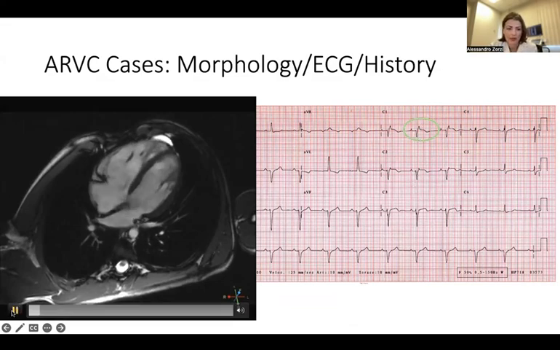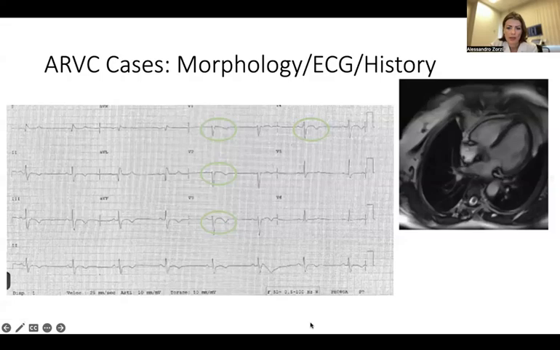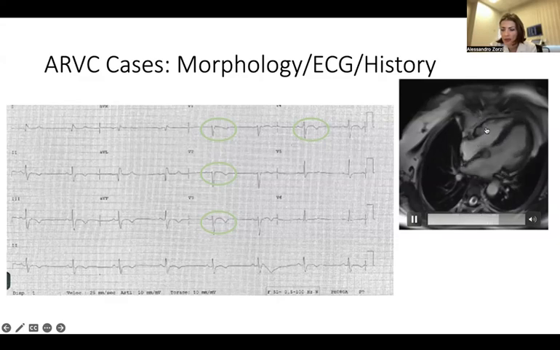And this is the cine imaging. And you can see the right ventricle is not properly contracting. And this is the other patient, same thing here, negative T waves from lead 1 to 4 in precordial leads, and the right ventricle has a funny shape. You can see it, it's bulging in its free wall.